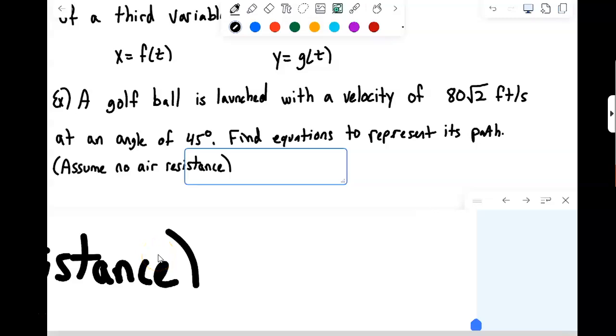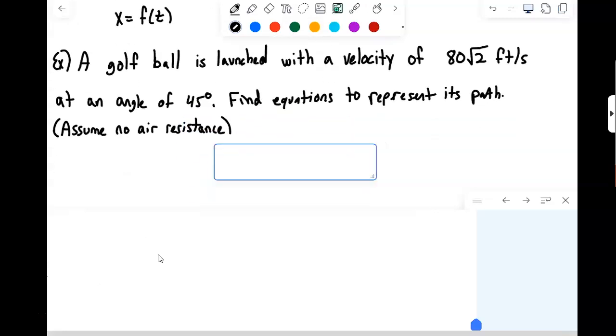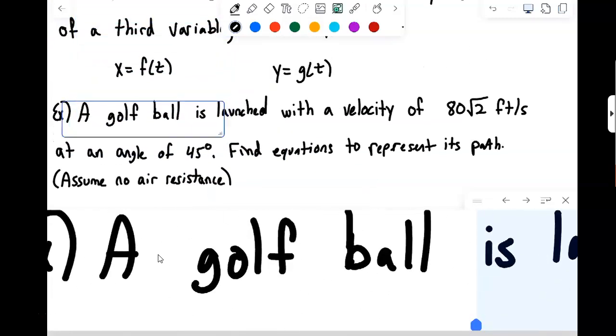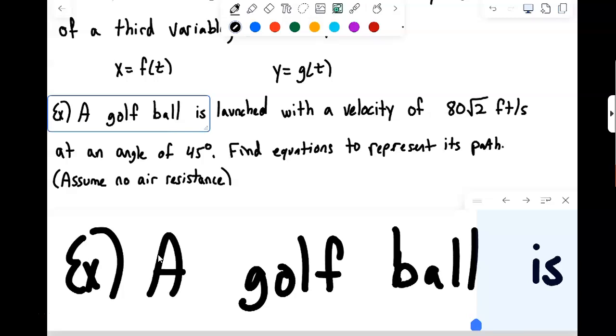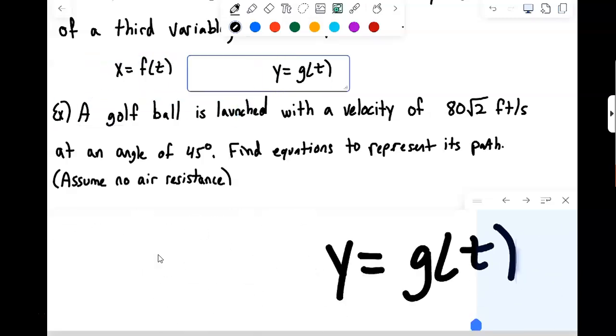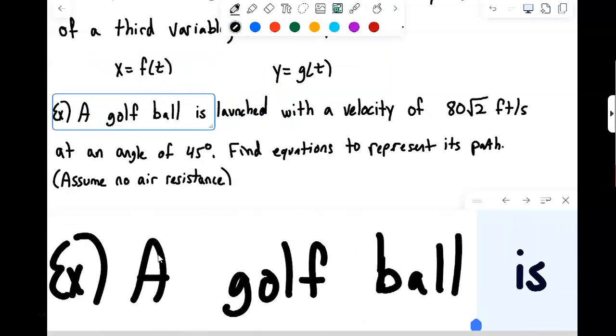All right, so as we first start to explore this idea of parametric equations, a really good example that shows a need for these two equations is an example where we're dealing with two-dimensional motion, right? A single equation just doesn't cut it if we're dealing with two-dimensional motion.